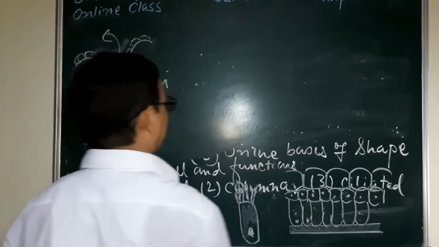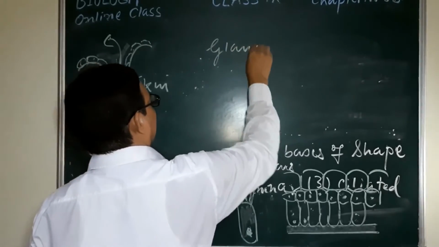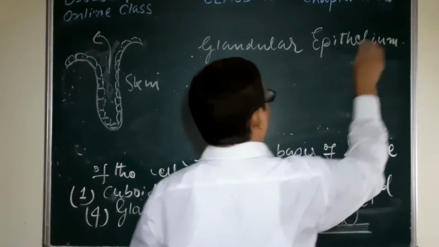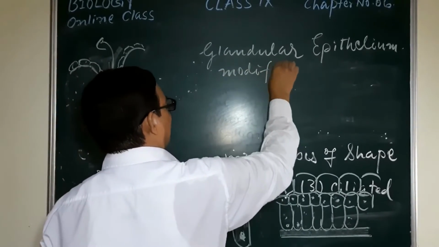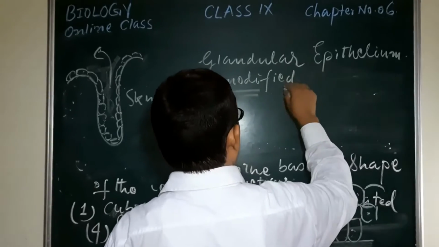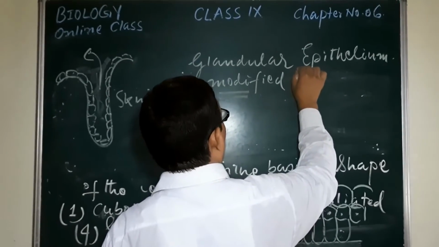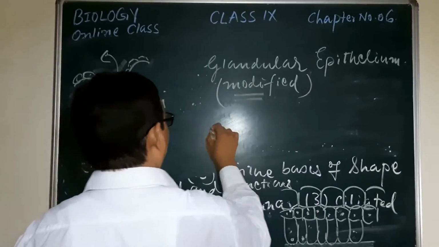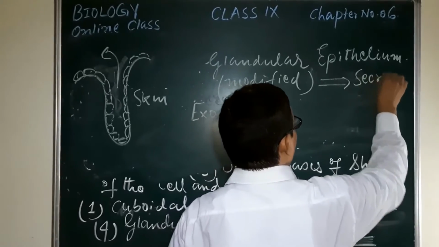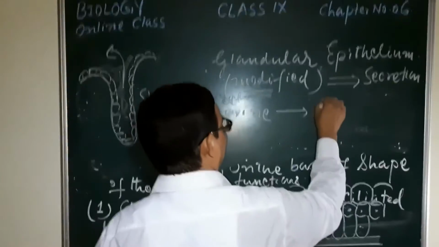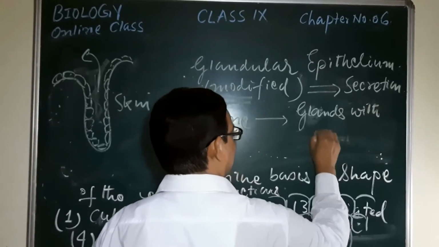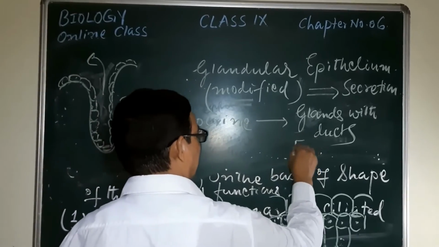The glandular epithelium is a modification. Why modified? For performing some special functions. The modified glandular epithelium, like the exocrine, is modified to form glands for secretion purposes. Exocrine glands have ducts, and they mainly secrete enzymes.